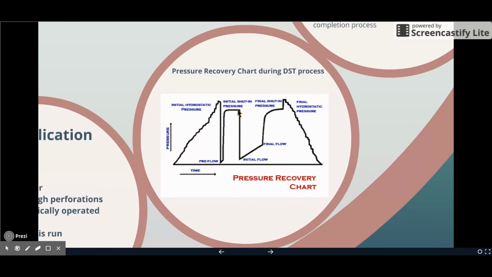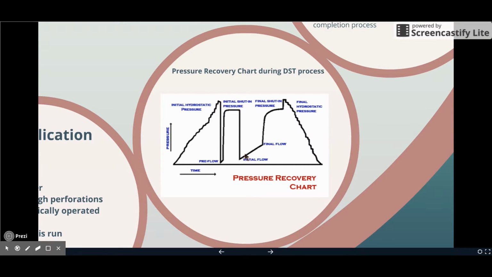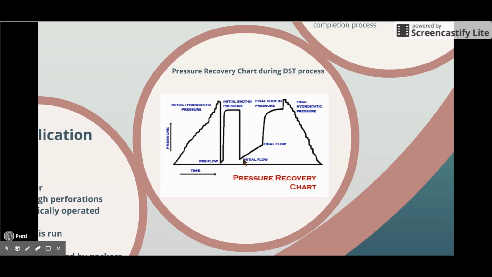The beginning of second flow period. Because of the flow period, the pressure drops down to the level of the point also known as initial flow. This point is shown in the graph as the initial flow. Thus, the pressure recorder shows the pressure due to the column height above the recorder.